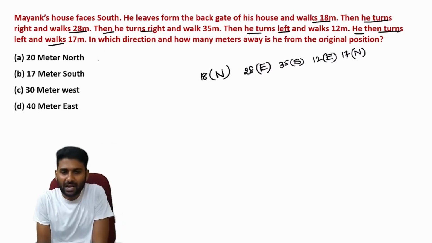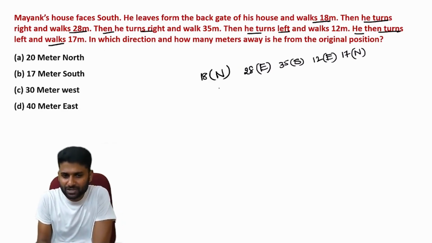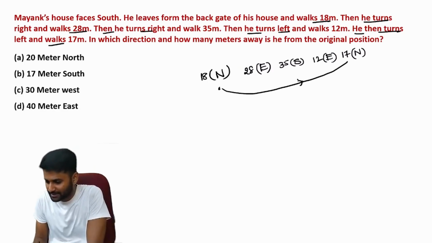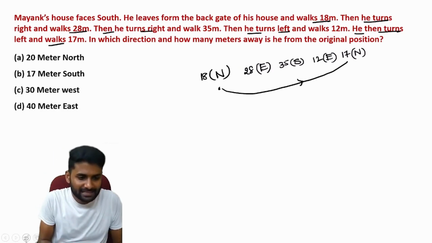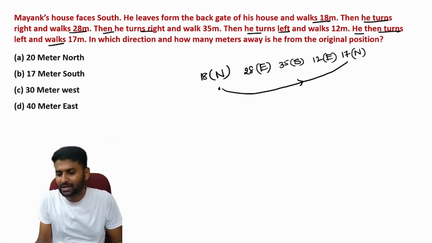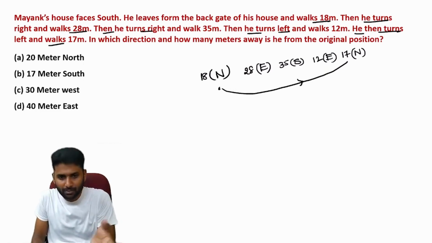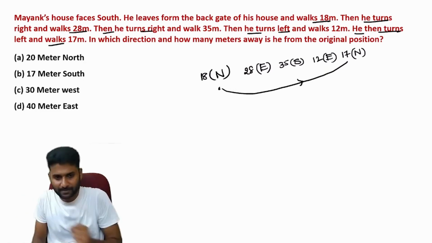In which direction and how many meters away from the original position? From here to here, how far and which direction from the starting point? And guys, yesterday I already completed distance and directions. There are two approaches. Either you can draw the picture or you can go through the equation. If you go through that video, you will be able to understand how I represent this equation.